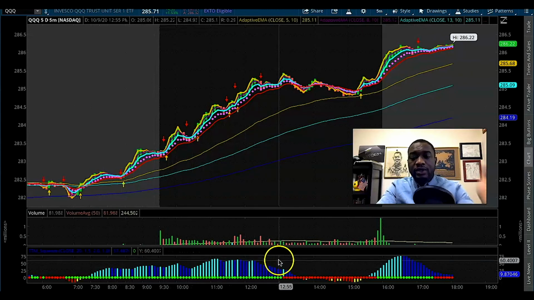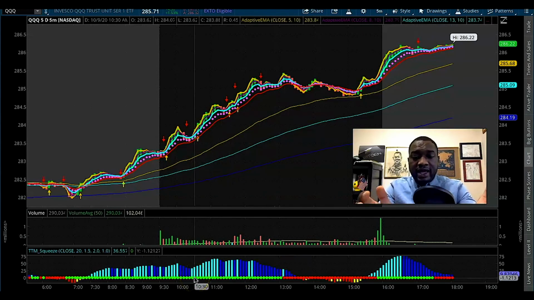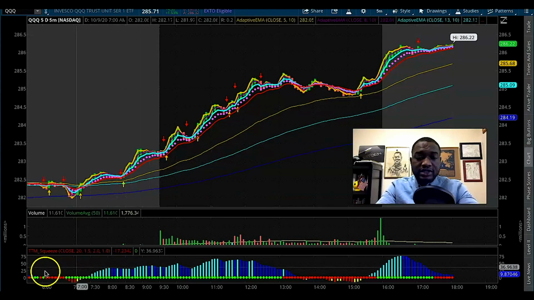Okay, so this is how I use it. There's a couple more indicators that I add to the TT squeeze, not just the TT squeeze alone. I'm going to talk about that in the next lesson. So that's pretty much it for this section.